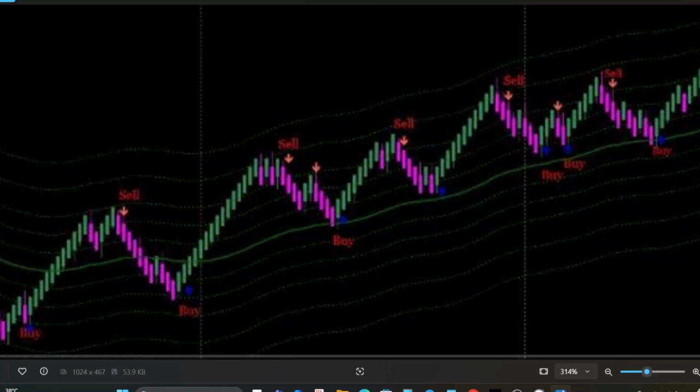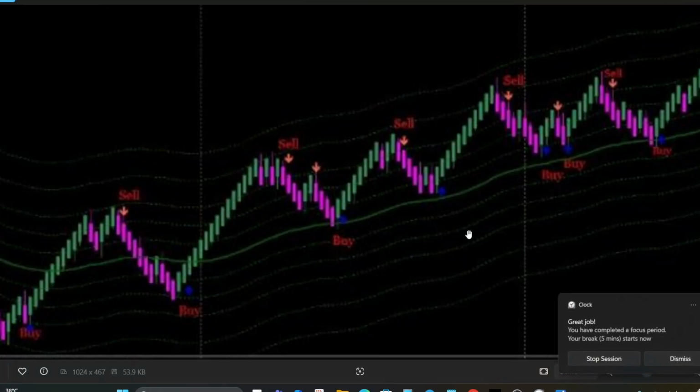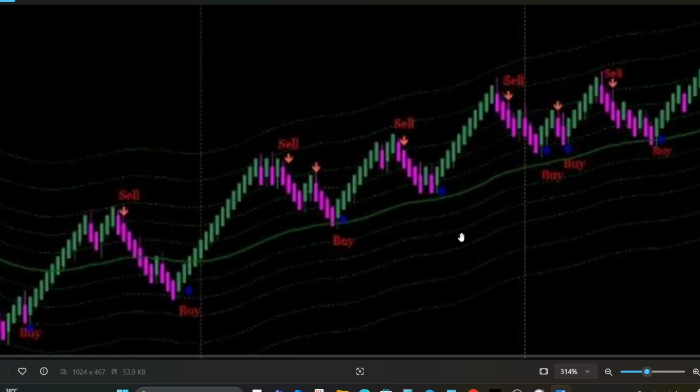Now, here are a few tips to get the most out of median Renko bars in your trading. Adjust your brick size. Okay, the brick size you choose will have a big impact on how many bars you see and how sensitive the tool is to price movements. A larger brick size will filter out more noise, but you might miss some trades. A smaller brick size will give you more details, but could show more noise. Experiment to find the best settings for your trading style, okay?